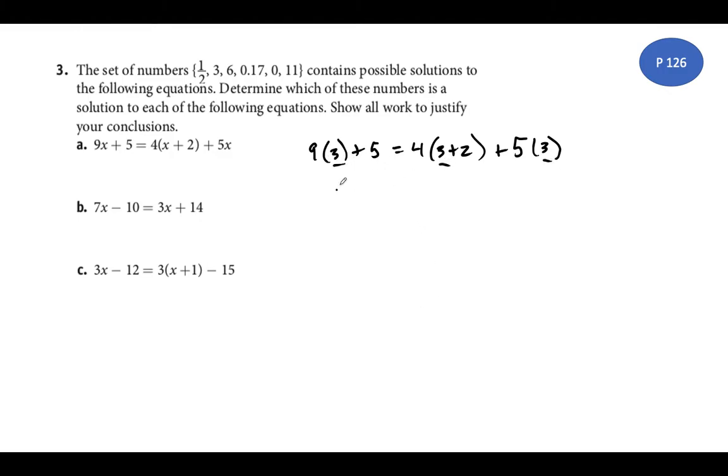All right, 9 times 3 is 27 plus 5. On this side, 3 plus 2 is 5. 4 times 5 is 20. And 5 times 3 is 15. Well, this side's going to be 35, and this side is going to be 32. Not the same. So that means that 3 is not a solution. So I could try 6.